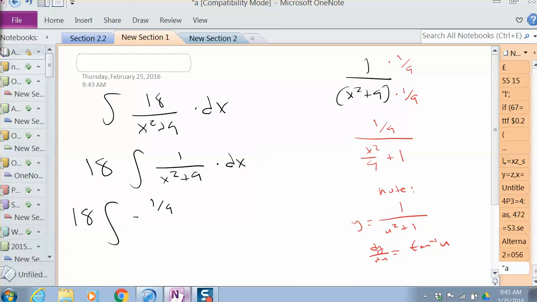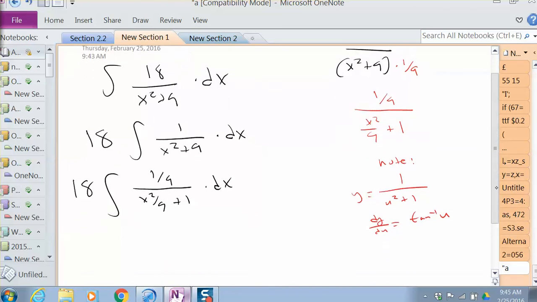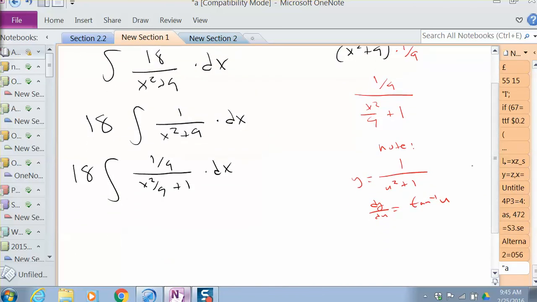So 1/9 for x squared over 9 plus 1 times dx. So I just rewrote that fraction. And the 1/9 is a constant, so actually I can, what's 18 times 1/9? Yeah, so I could just rewrite it like that.